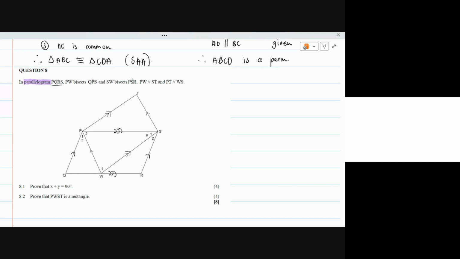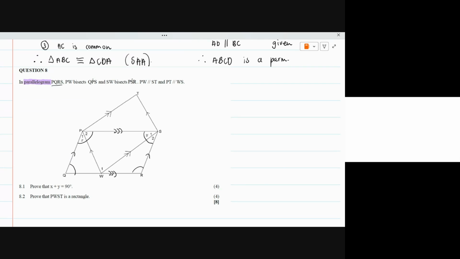What else do we know about parallelograms? Opposite angles are equal. Good. So the whole of S is equal to the whole of Q, and the whole of P is equal to the whole of R. The interior angles equal 360. Well, we don't need diagonals, but you're quite correct. We know that the diagonals bisect, which is lovely. What else do we know?